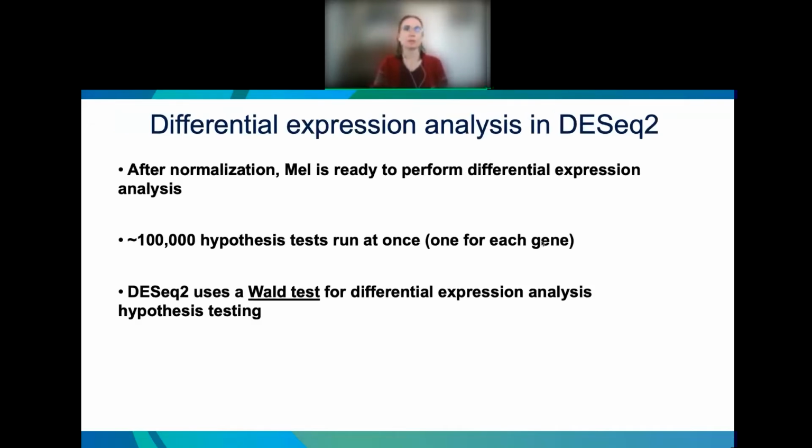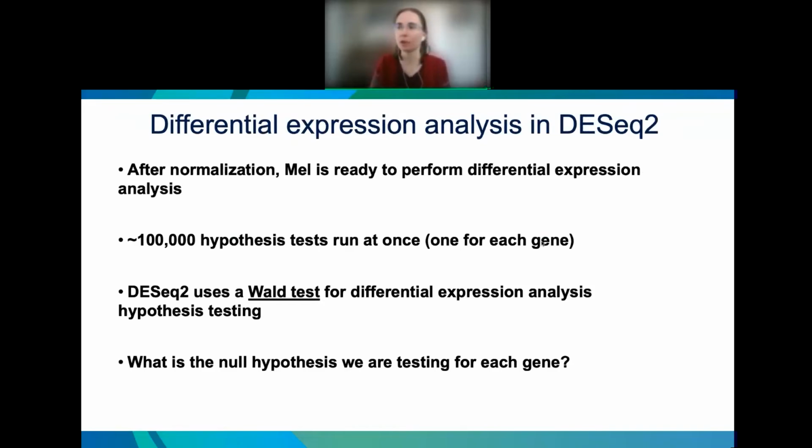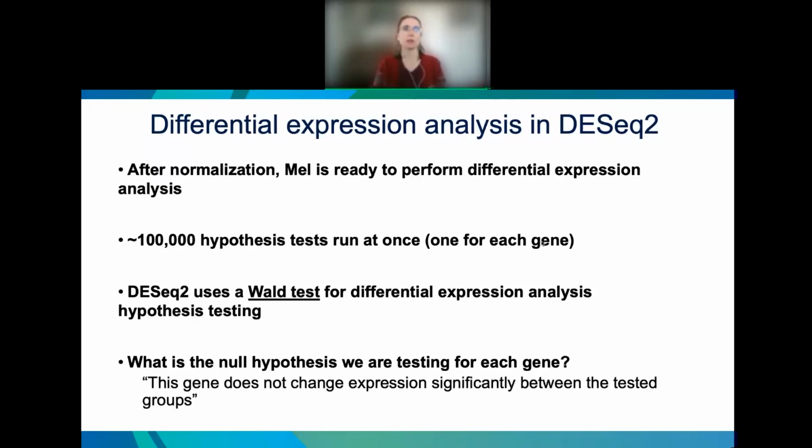All right. So I think I've hit all of these points before, but this slide is to summarize how we're going to perform differential expression analysis in DESeq2. So after normalization, we then run DESeq2. This is, again, 100,000 or however many genes you have, hypothesis tests run at once. DESeq2 uses the Wald test for differential expression analysis hypothesis testing. And then the null hypothesis we're testing for each gene is: this gene does not change expression significantly between the tested groups.